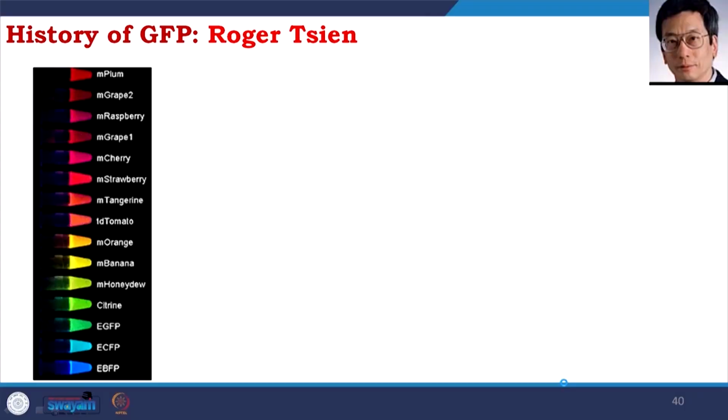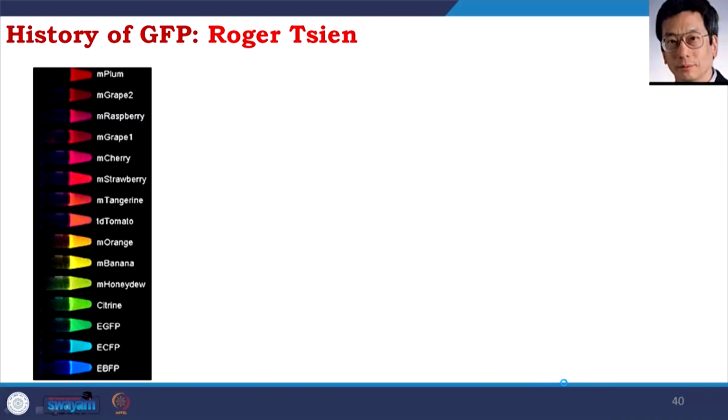Green fluorescence protein was good, but it was not perfect for biology to use. The person who changed this, who converted green fluorescence protein to enhanced green fluorescence protein, and then a series of enhanced blue fluorescence protein, enhanced cyan fluorescence protein, enhanced any color you say, enhanced cherry and all. These are enhanced ones, and the m ones, the mHoneydew, mBanana, mOrange, are all monomers.